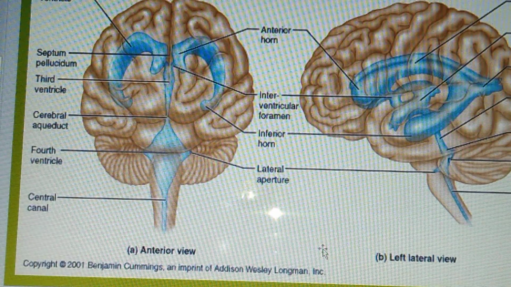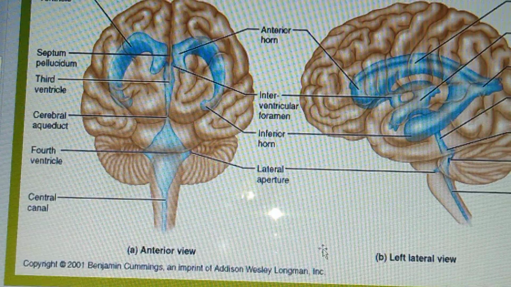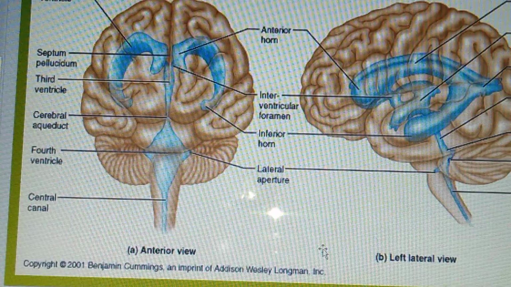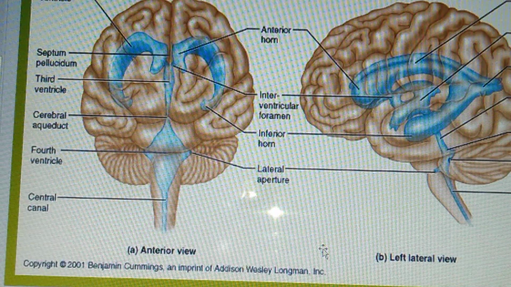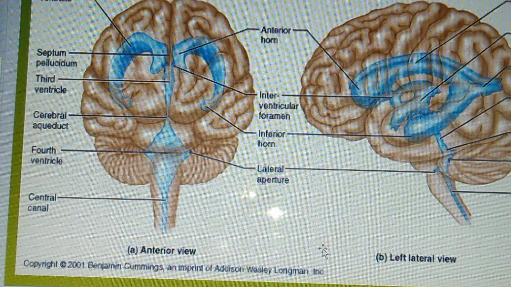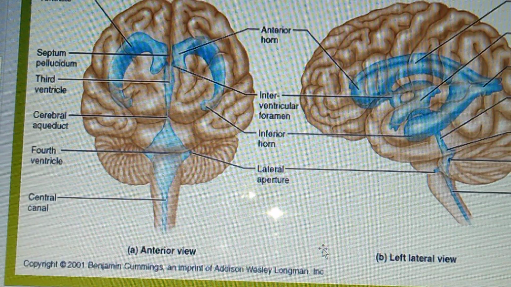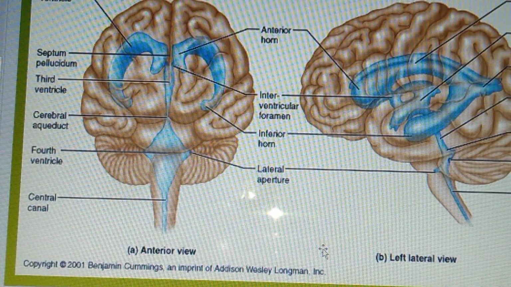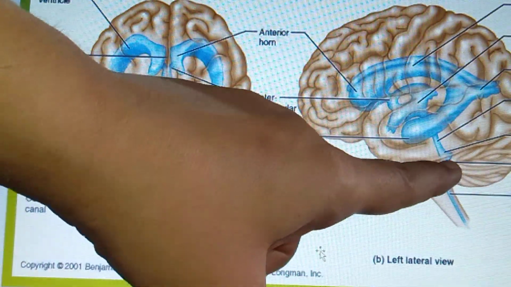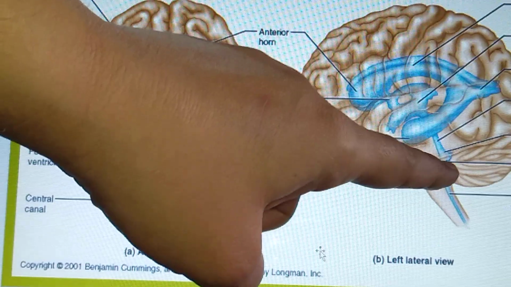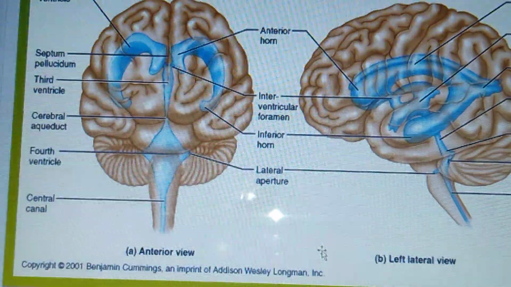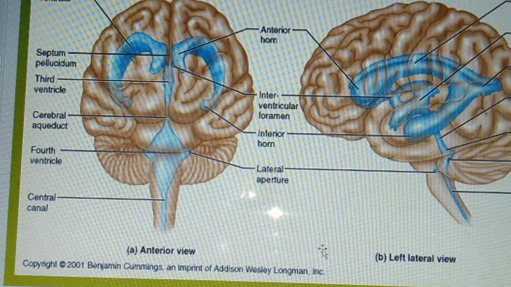Dorsally, in the lower part of the roof, right, there is a median aperture. Just now in the diagram of the roof we have seen the median aperture, that is also called as foramen of Magendie, right? That median aperture is called as foramen of Magendie, and through it the ventricle communicates with the subarachnoid space. Here is that aperture you can see, right? Through here it will communicate with the subarachnoid space, that is to the cisterna magna.